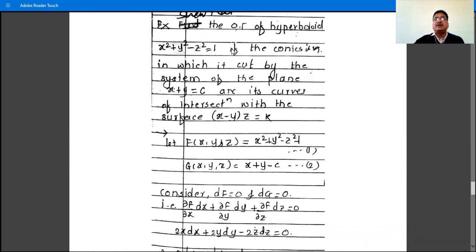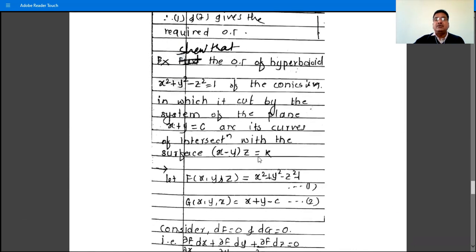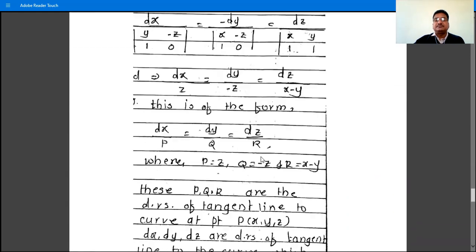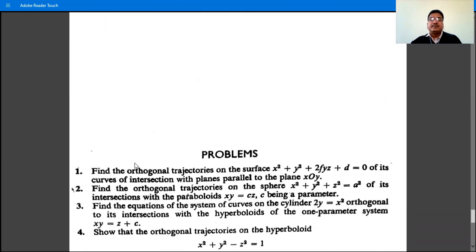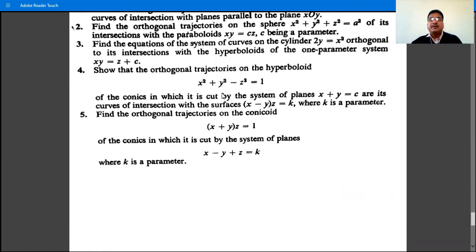The answer is given. Show that. The question is what? Show that the orthogonal trajectory is this: x minus y z is equal to k. So the final answer here, x minus y z is equal to a constant, either k or c1. So already the answer of problem number 4 is also given. Find the next problem, 5 is what?